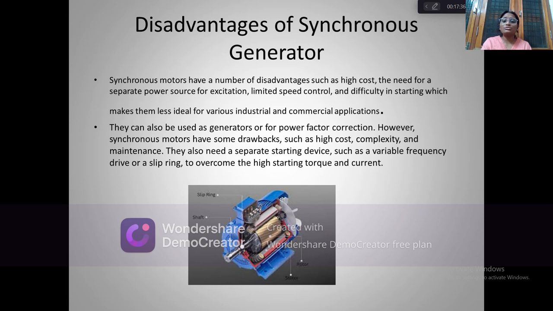and maintenance. They also need a separate starting device, such as a variable frequency drive or a slip ring, to overcome the high starting torque and current. Here you can see the slip rings, the shaft, the rotor and the stator in this figure. This is the detailed representation of a synchronous generator.